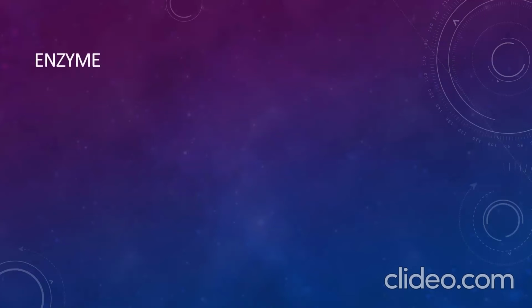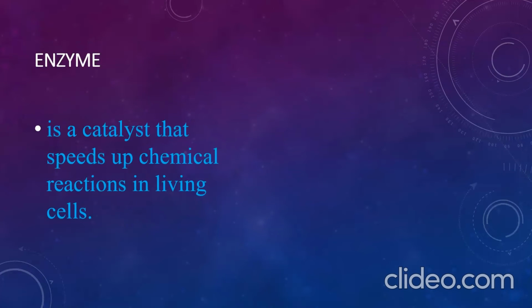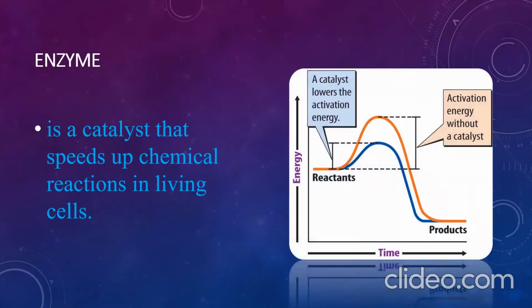We're going to talk about enzymes. An enzyme is a catalyst that speeds up a chemical reaction in a living cell. This photo relates to what we saw before: it shows the activation energy without a catalyst.